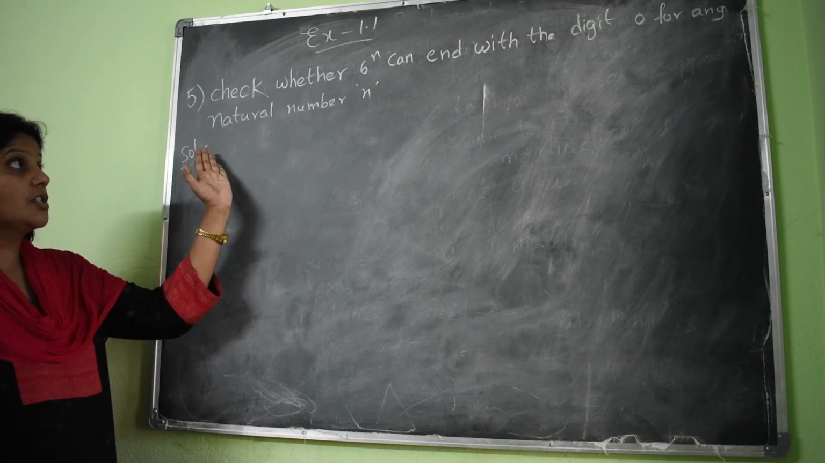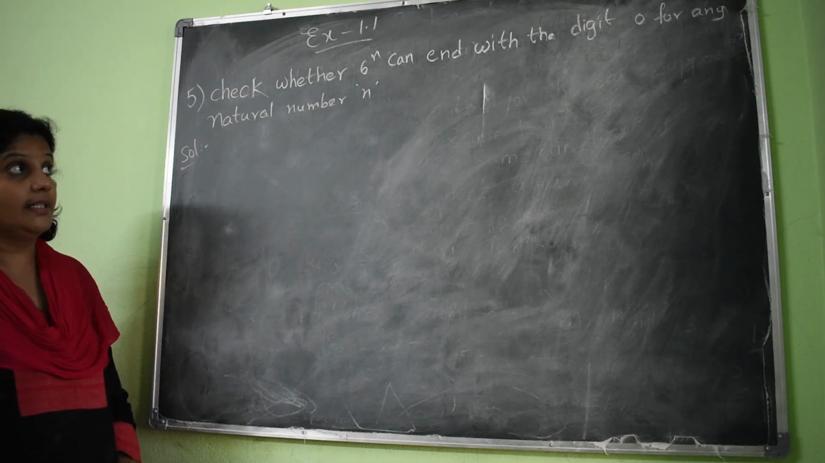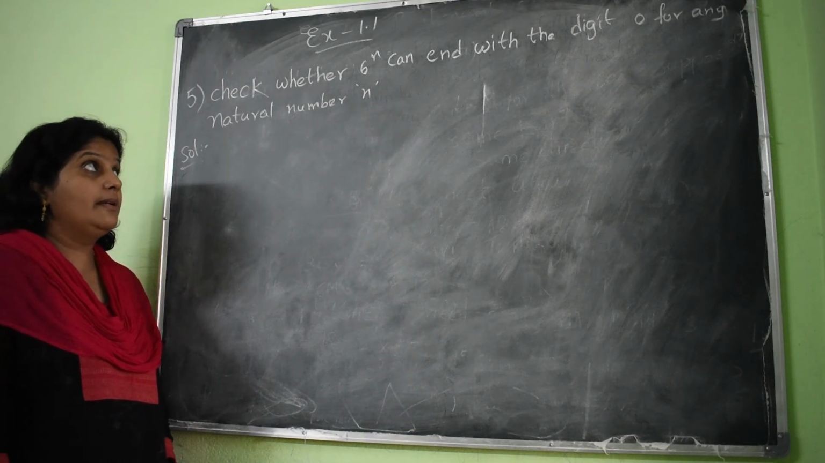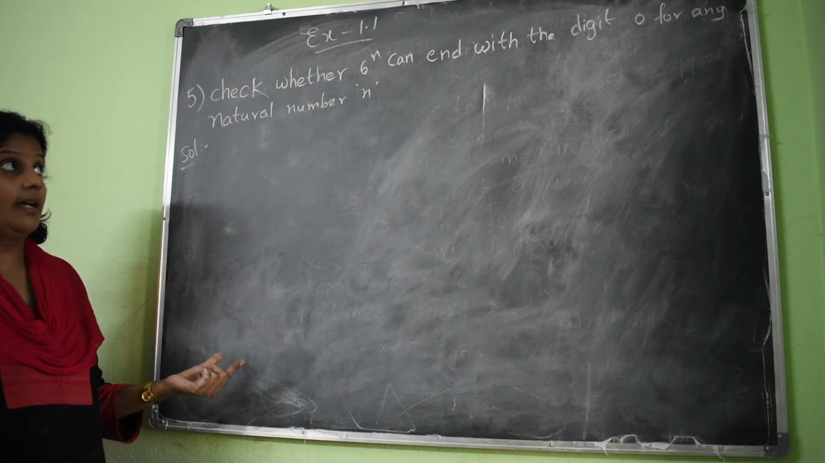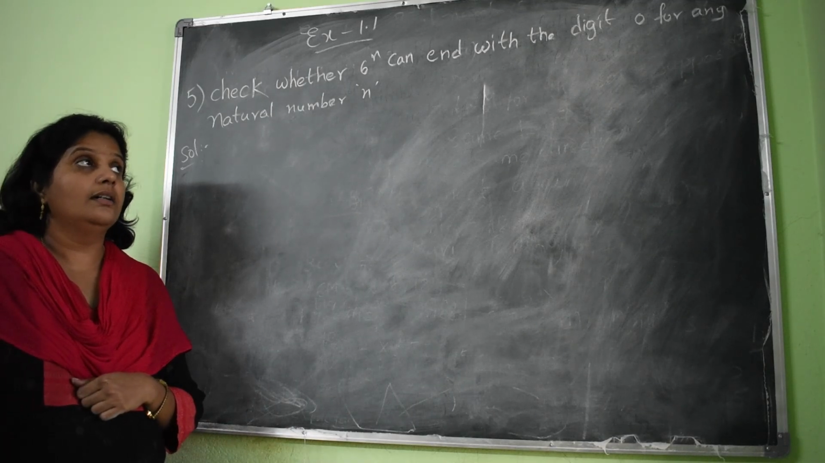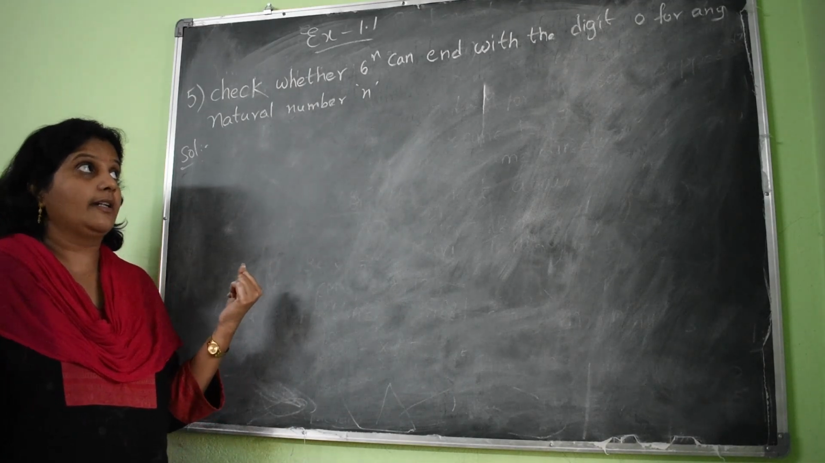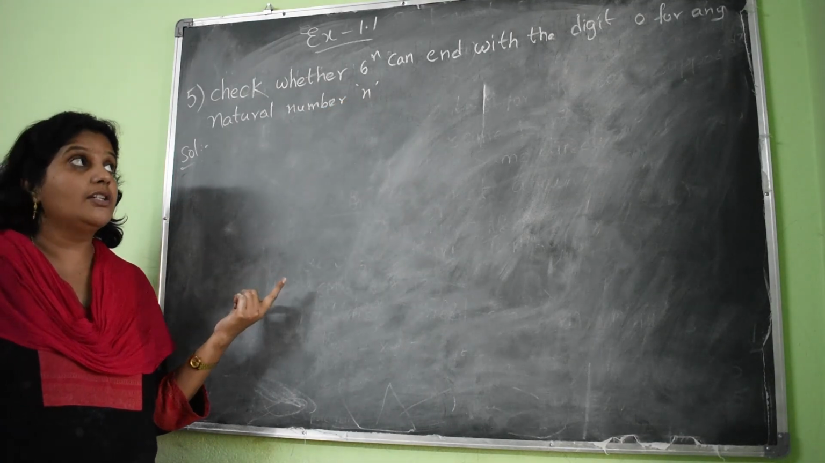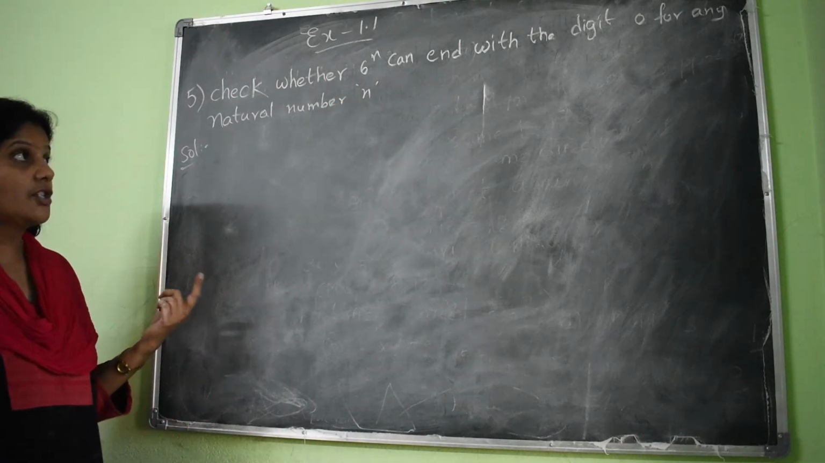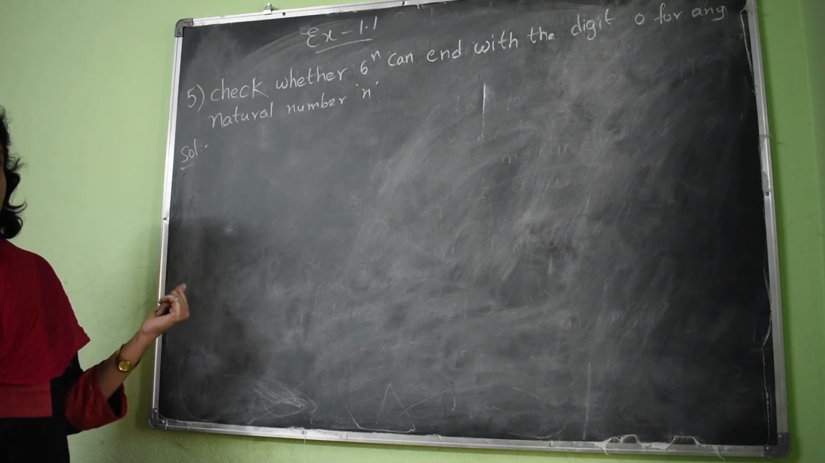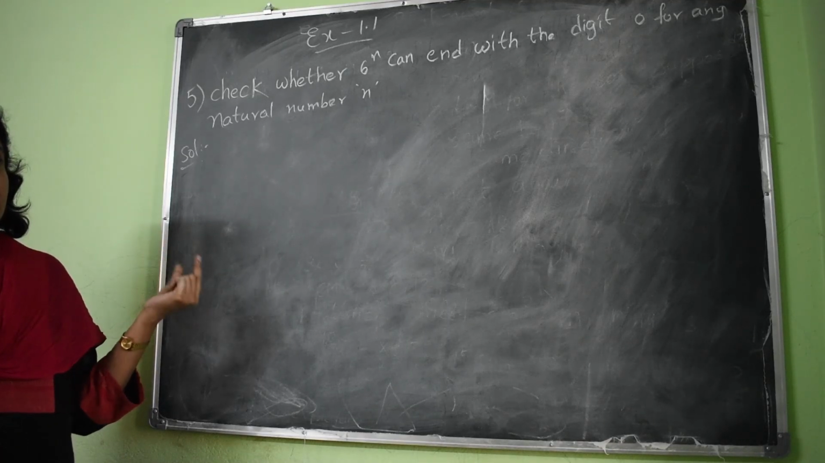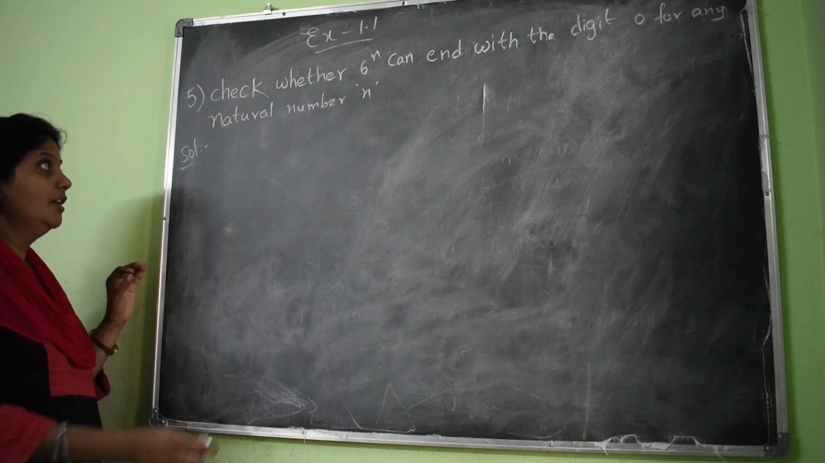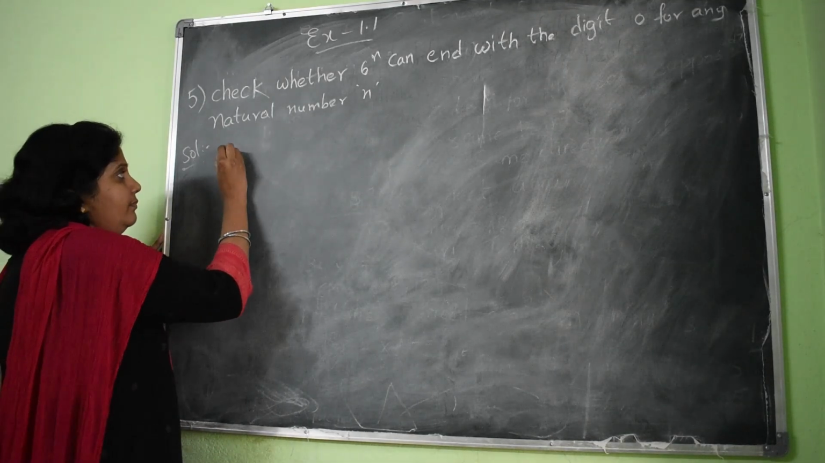Fifth problem in exercise 1.1. What is the question? Check whether 6 power n can end with the digit 0 for any natural number n. So what do you mean by this? They are asking to check whether 6 power n ends with 0 or not. Whenever any number ends with 0, it should be divisible by 10. So that only we are going to write.